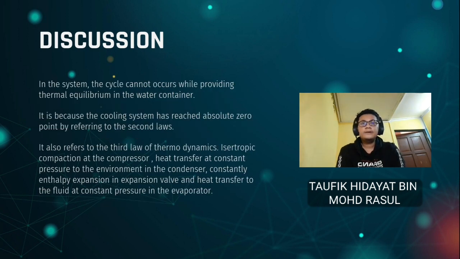Next, in the system, the cycle cannot occur while providing thermal equilibrium in the water container. It is because the cooling system has reached the absolute 0 point by referring to the second law. It also refers to the third law of thermodynamics. Isentropic compression at the compressor, heat transfer at constant pressure to the environment in the condenser, constant enthalpy expansion in the expansion valve, and heat transfer to the fluid at constant pressure in the evaporator.